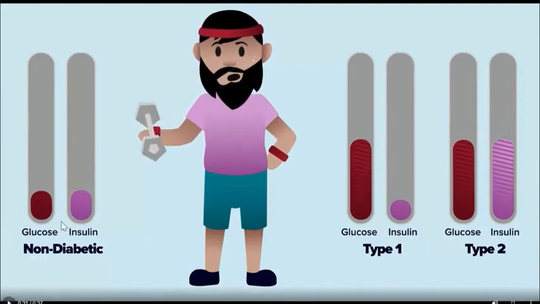In a non-diabetic, it lowers the glucose some. In a type 1 diabetic, the insulin stays at 0, and that's how you can tell the difference between type 1 and type 2 diabetics, because type 1 diabetics produce no insulin, and the glucose and insulin come down in a type 2 diabetic, but not as low as in a non-diabetic. So now you know.